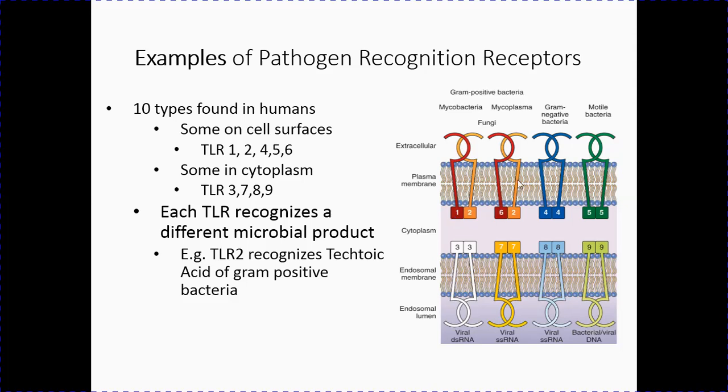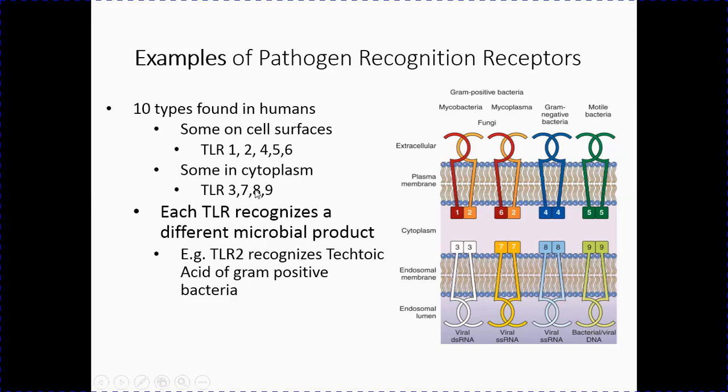And so that we would imagine is going to be an extracellular one. Mycobacteria is a gram-positive bacteria that lives outside of cells. So we're going to need a pathogen recognition receptor, like toll receptor 1, outside of the cell to find the mycobacteria that's out there.